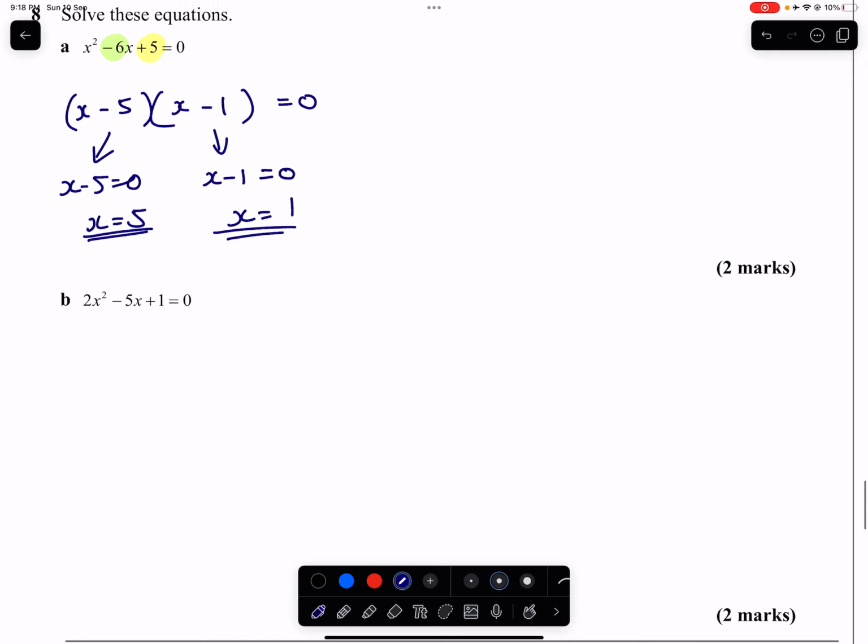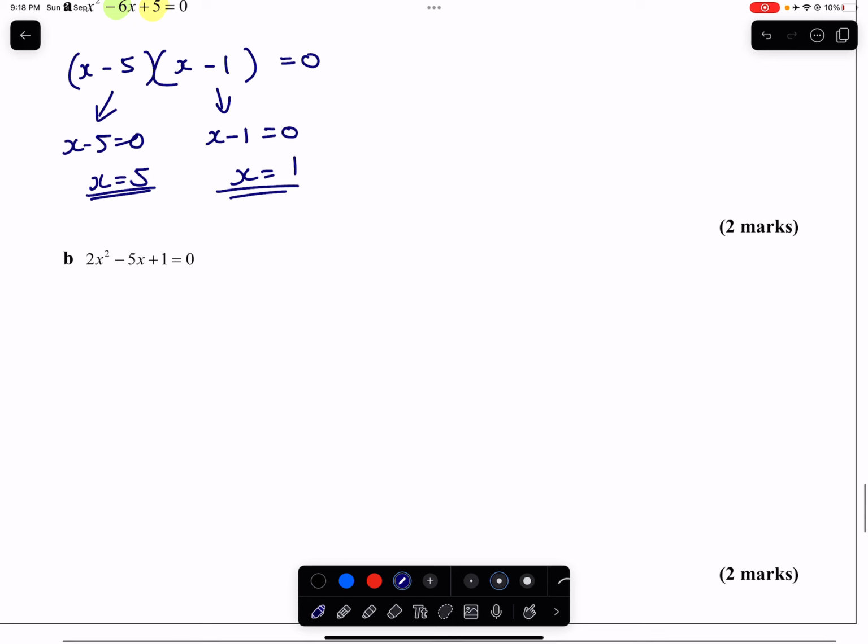For the second one, this quadratic equation will not factorize. Of course, you could try and factorize, but basically when you check it or when you break it out, it won't work. So you've got two options here. One is to solve by completing the square, or the other is using the quadratic formula.